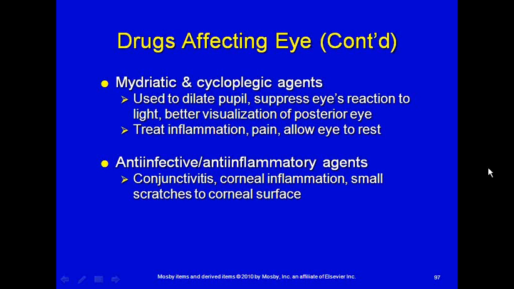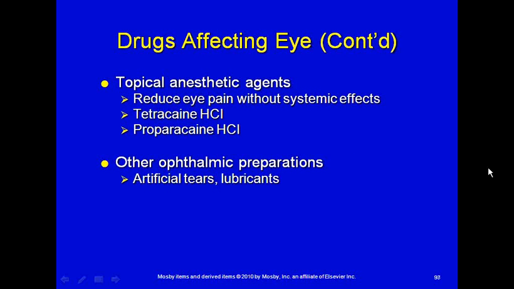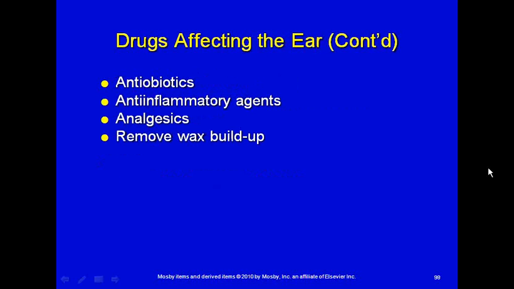Anti-infective, anti-inflammatory agents for the eye certainly are used to treat conditions like conjunctivitis, corneal inflammations, small scratches to the corneal surface, or small corneal abrasions. Topical anesthetic agents help reduce eye pain without getting into the bloodstream and causing systemic effects. They include tetracaine and proparacaine. And there are other ophthalmic preparations as well that people may use, over-the-counter artificial tears, over-the-counter get the red out, lubricants, that sort of stuff.